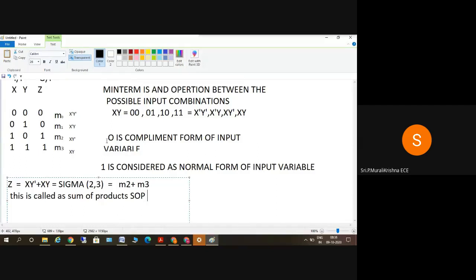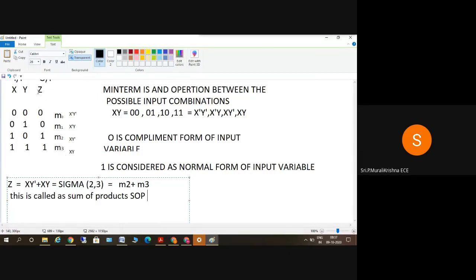Getting my point? Generally, what is the minterm? Minterm is nothing but the AND operation between the possible input combinations here. So we have to perform the AND operation between the possible input combinations. If I have 2 input variables here, we have 4 minterms: m0, m1, m2, and m3.